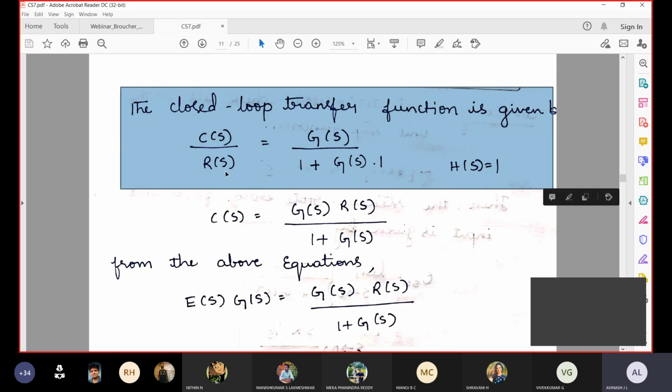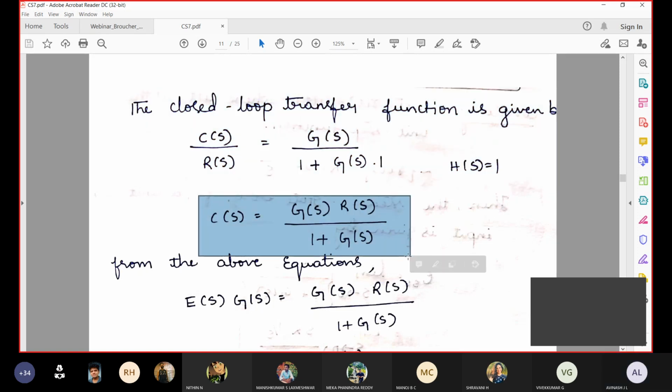Okay. So now we want the C of s value. C of s value will be equal to what? G of s into R of s. That means R of s is sent to the right hand side. So G of s into R of s divided by 1 plus G of s is the value. Is that clear? Yes, sir. So now from the above equation, that means what?